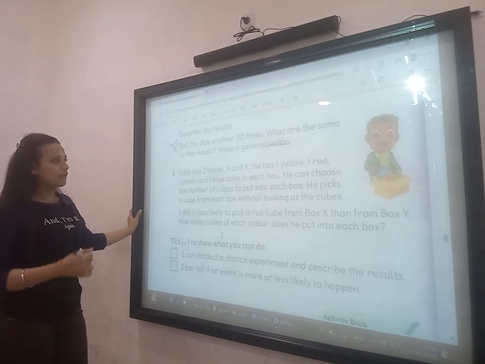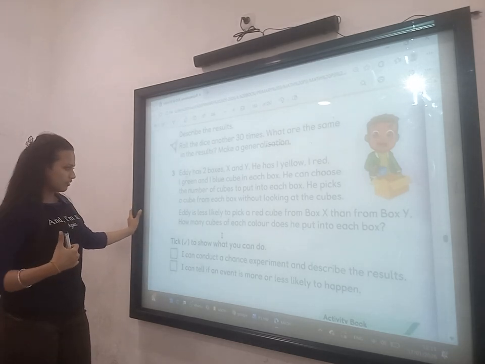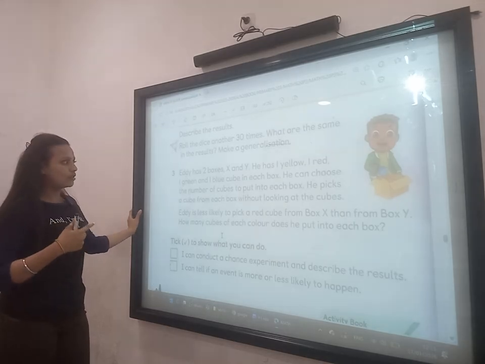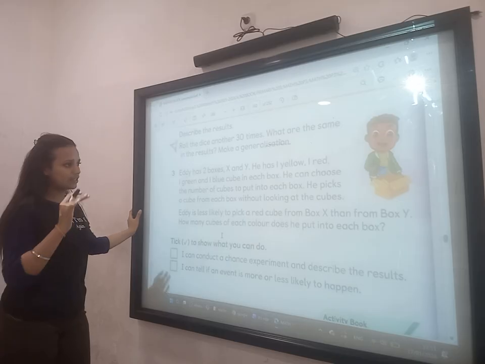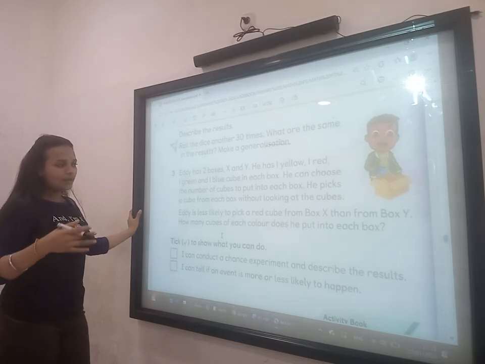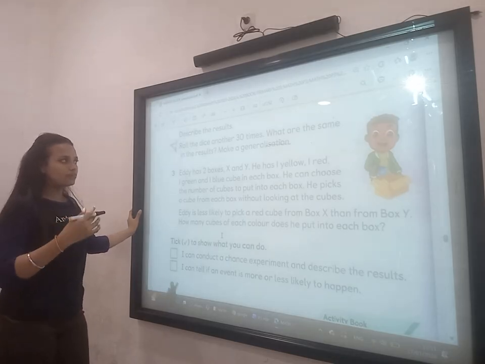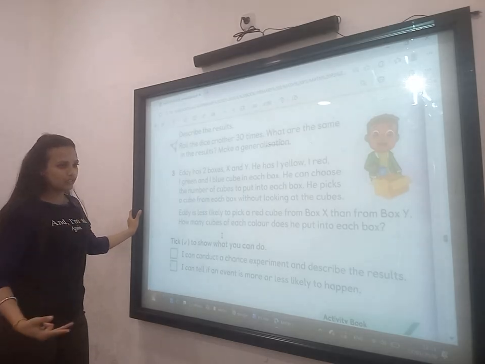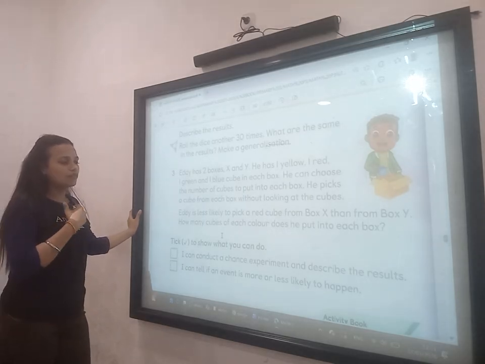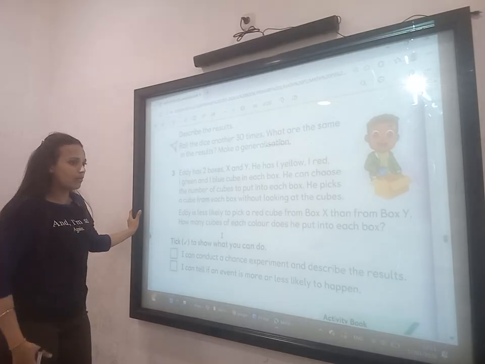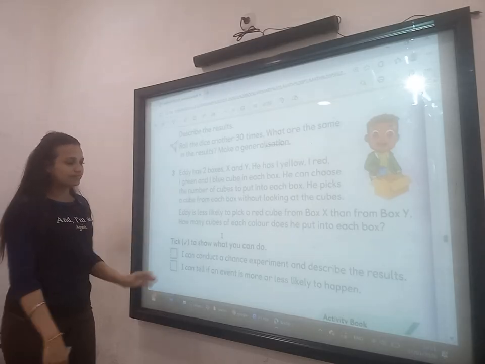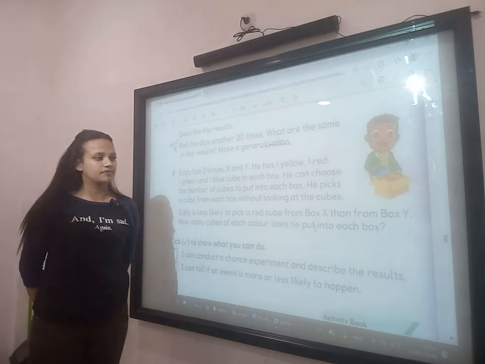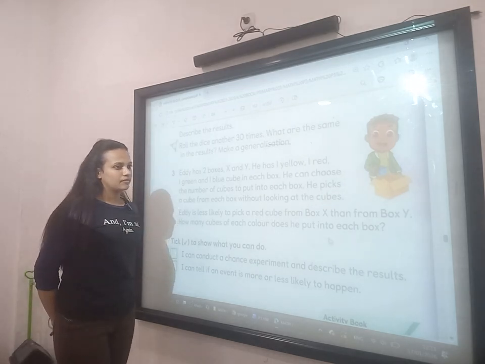From box X, Eddie can put one yellow cube, one green cube, and one blue cube. While in box Y, Eddie can put one red, one green, and one blue. So because in box Y it is more likely to get the red one. Yeah, because the question already said it is less likely to pick a red cube from box X than from box Y.